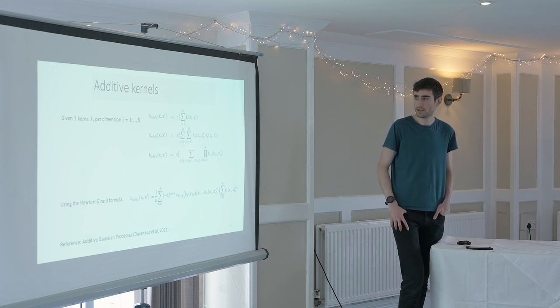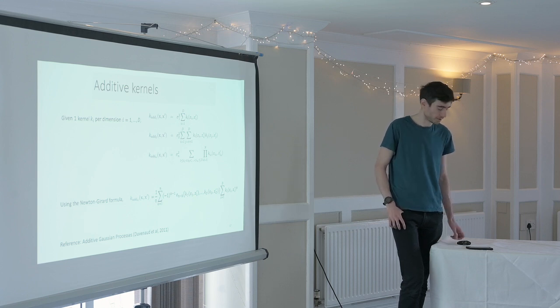So additive kernels are one way, introduced by Duvenaud in 2011, to combine different kernels, and also, importantly, to approximate them, because calculating covariance matrices takes a lot of time, and approximating kernels with this makes that calculation much faster.